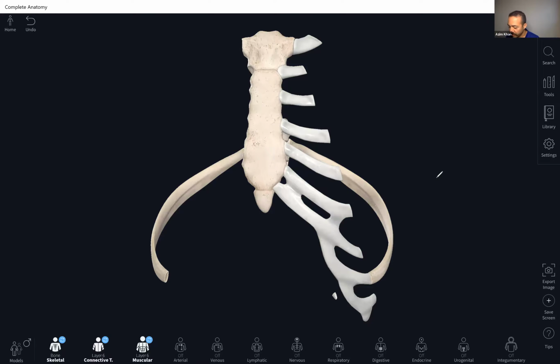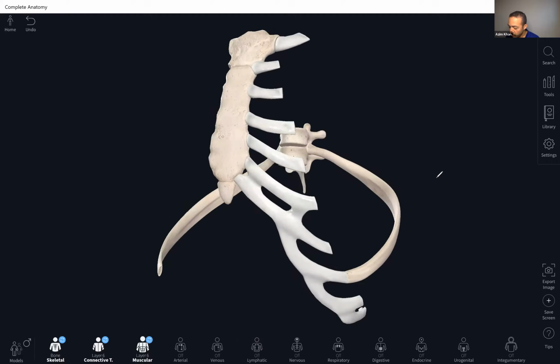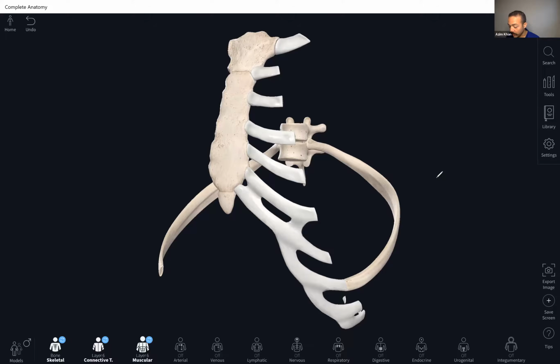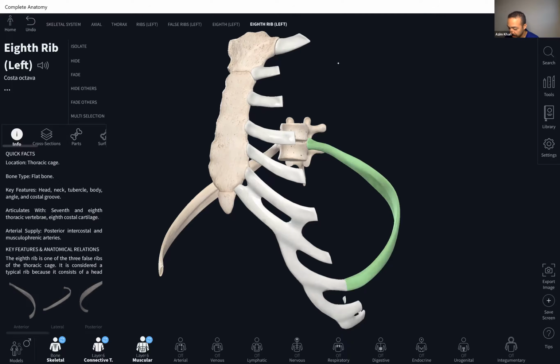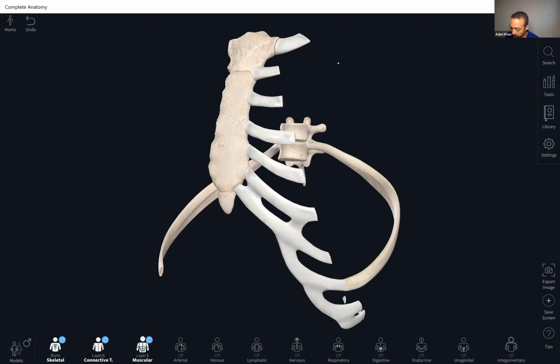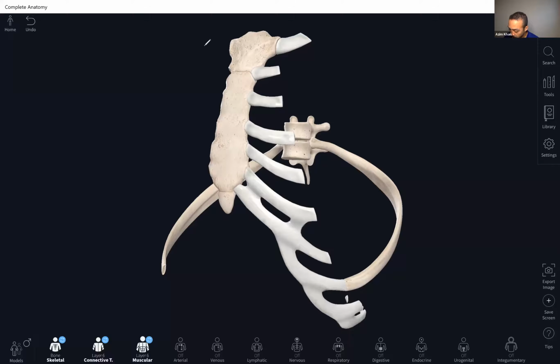All right, so I've isolated a few things here. First, I've chosen a false rib. It's not a floating rib. This is number 8. You can see that number 8's costal cartilage is shared with 9 and 10 and fuses with number 7. That's why they're called false ribs, because they don't have their own cartilage. They have to fuse together with number 7 in order to connect to the sternum.